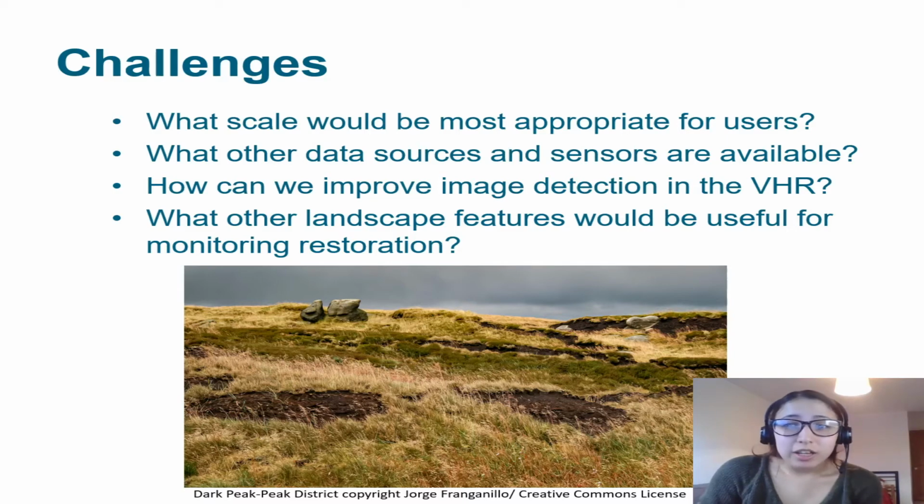Uncertainty from the initial image detection with the VHR is also carried over into the scaled up model versions. So one challenge is improving this detection to be as accurate as we can. For instance, we could use more sophisticated image detection methods or explore the use of texture indices as well. And as well as bare peat, what other features would we be able to pick out for monitoring restoration? So potentially identifying other indicators such as wetness or particular vegetation species.